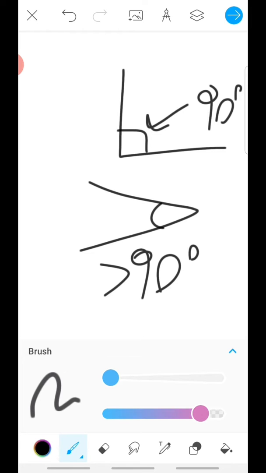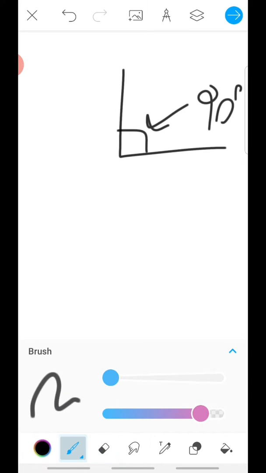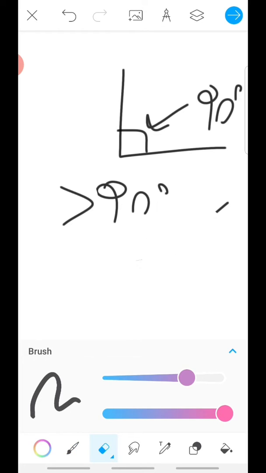Okay? And then, after that, we have obtuse angles, which are always more than 90. I think I did that the other way around. This is more than 90 degrees, of course. So it's the other way around.